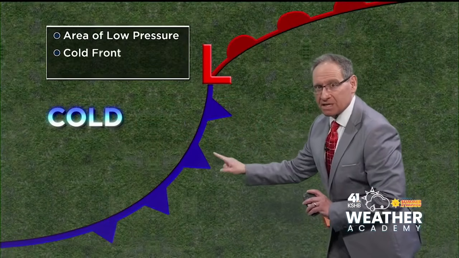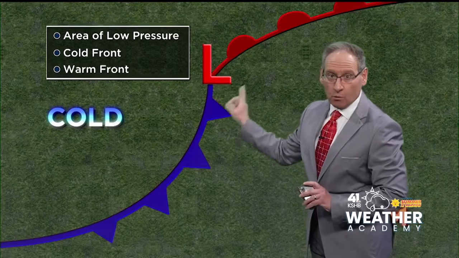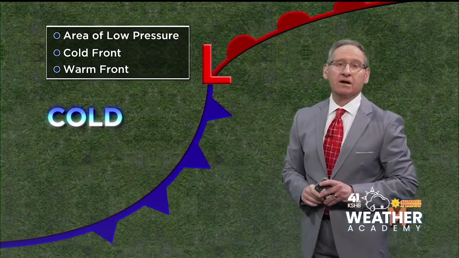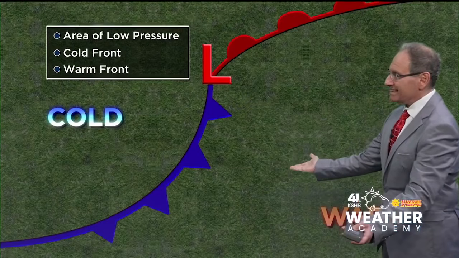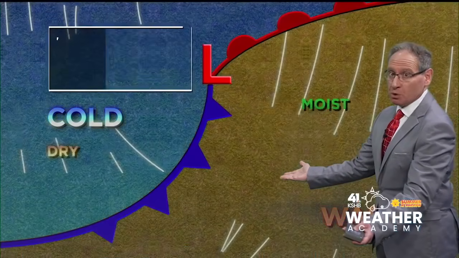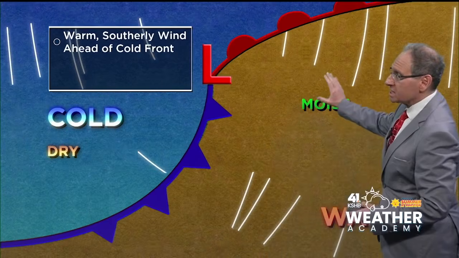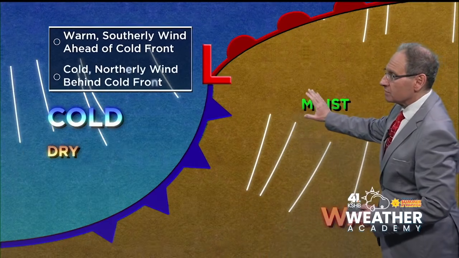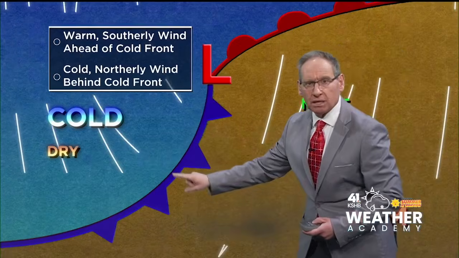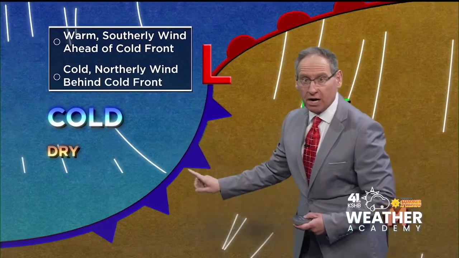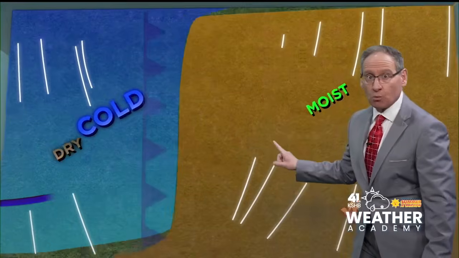So we're going to talk about this here. You have the cold front and the warm front and the low pressure area there centered. And so when we look at this, assuming there is also moisture, you have the warm, moist air out ahead of the front from the south, and then a cold northerly wind behind the cold front with drier air. Remember, cold air is more dense than warm air.